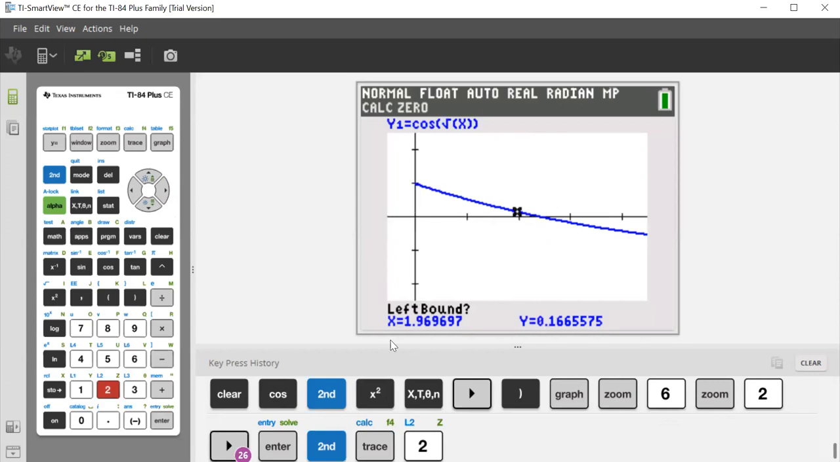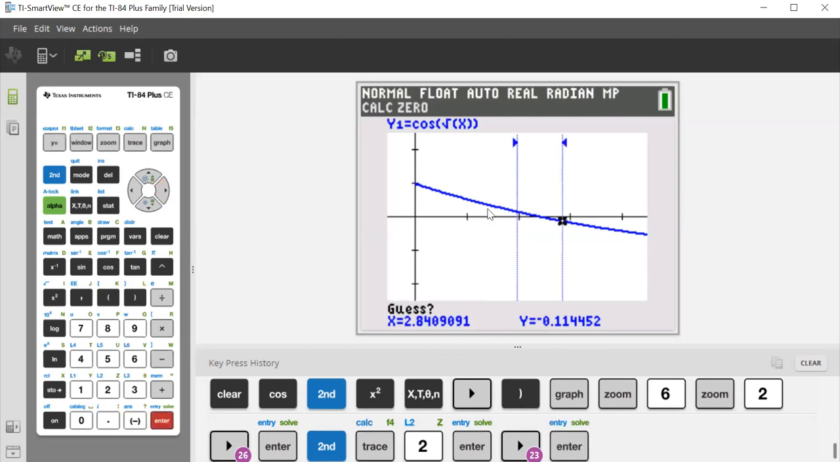It will pop up with this window that says left bound. Make sure that your cursor is to the left of the x-intercept. Hit enter. It'll say right bound, and then scroll over until you are to the right of your x-intercept. Hit enter again. It will say guess. It's going to take a guess between those two x values you chose as to what the intercept is. When it says guess, hit enter again, and it will tell you that that x-intercept is about 2.4674011. Everybody good with that?